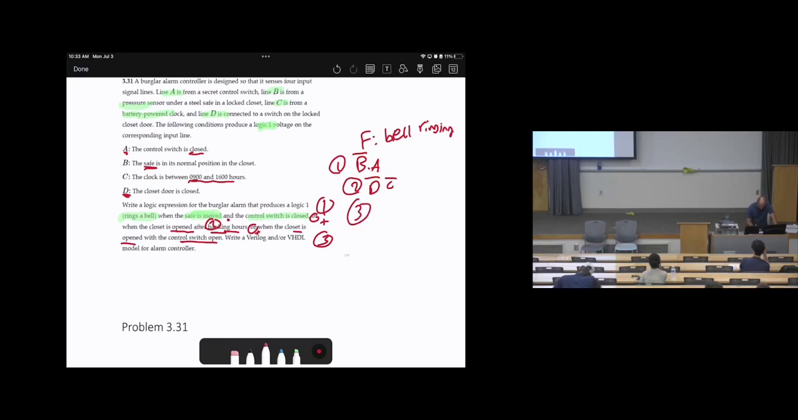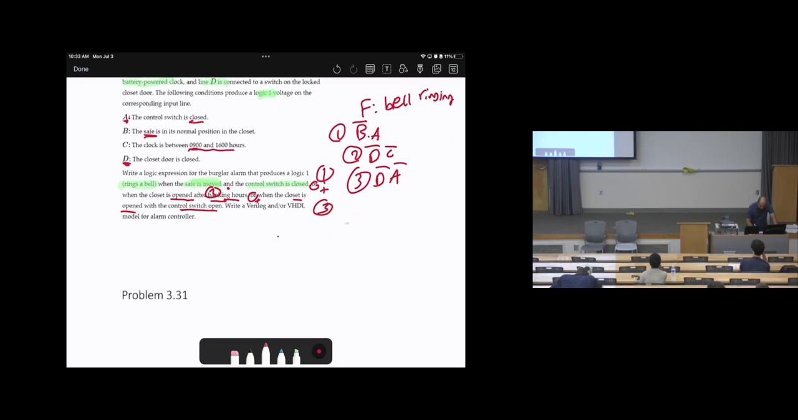Then number 3, when the closet is open, look at the closet sensor. The closet sensor is D. Open means D bar, because the door is closed normally. And the control switch is open. Control switch closed is A, so if it is open, it means A bar. Okay? Did you get it?